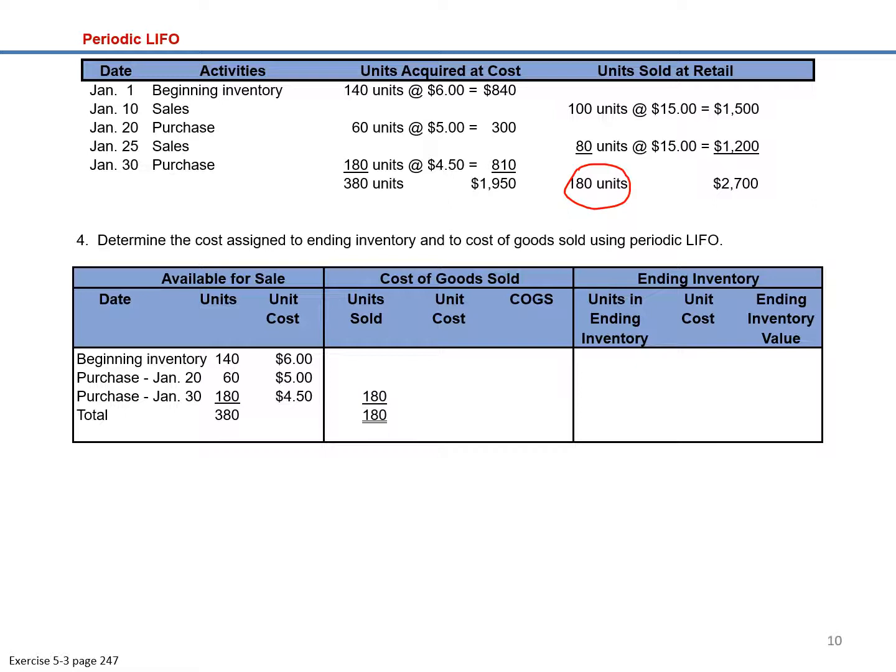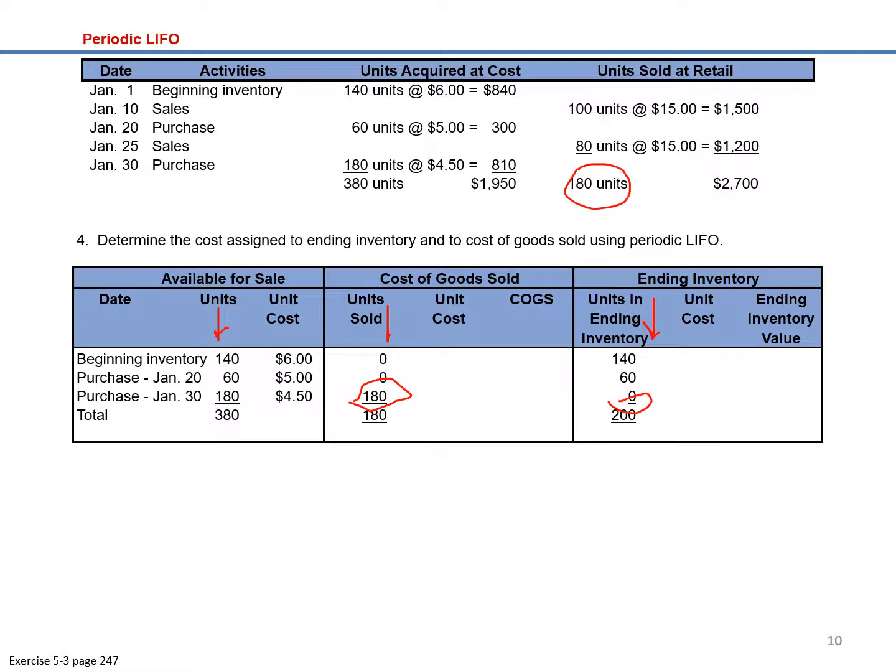That's the latest one. And we're going to sell 0 from the others, which means we have 140 left in our beginning inventory. We have 60 left from our January 20th purchase, and we have 0 left from our January 30th purchase, right? So these units here in the available for sale column are the sum of the units that are listed here and the units that are listed here. So if we sell all 180 here, 180 minus 180 is 0. That's how I'm doing that, okay?